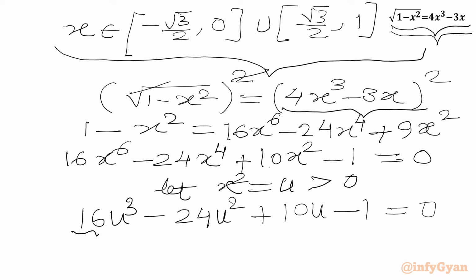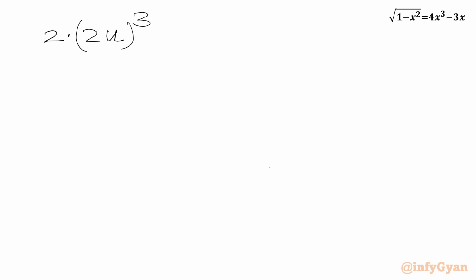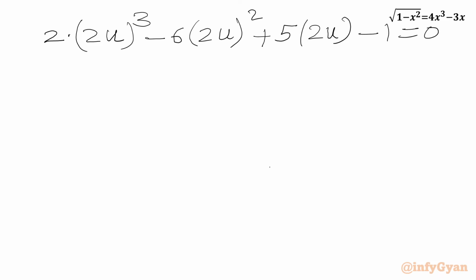Now I will split 16 as 2 times 8, I will split 24 as 4 times 6, and I will split 10 as 2 times 5. So I can write our equation: 2 times, I can write 8 as 2 cubed, so (2u) whole cube, this is 16u cube. Then we will write minus 24u square, so I can write minus 6 times (2u) whole square. Then we will write 10u as 5 times 2u. Then we have minus 1 equal to 0.